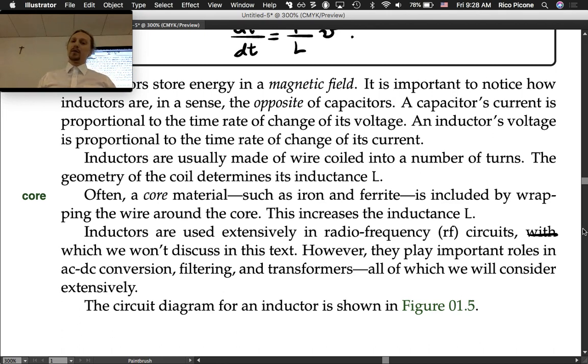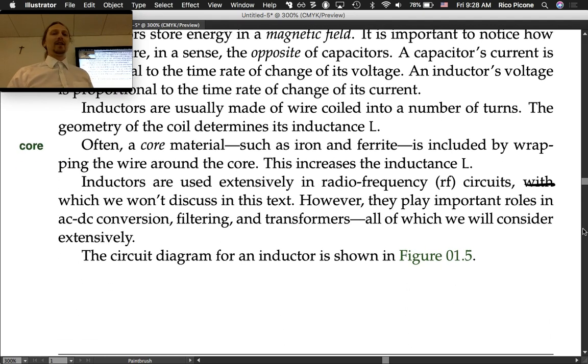However, inductors play an important role in AC to DC conversion, filtering, and transformers, all of which we will consider extensively. So we're going to use them, and they can also be used to describe the inductance of a motor coil. So there's inductance in motors that we'll also need to take into account. So they're important for us, even though we weren't going to talk about RF specifically.